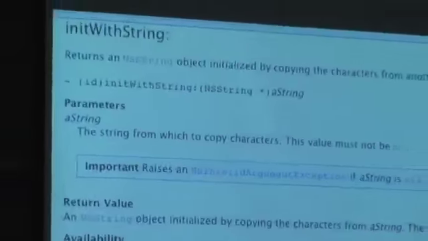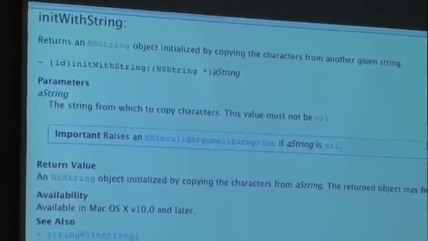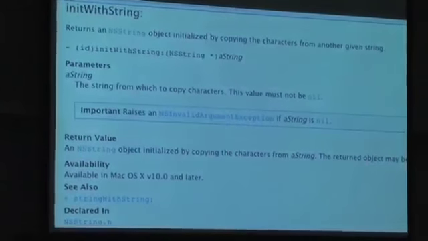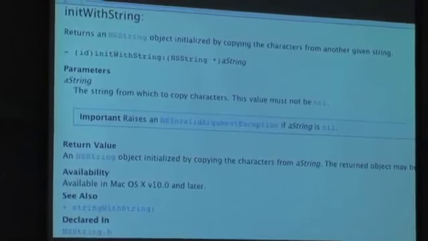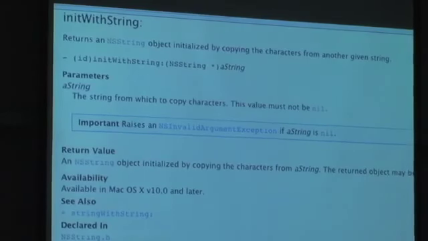Let me click on the little hyperlink there, and you can see, just sort of PHP.net style, what's actually inside of that. Returns an NSString object initialized by copying the characters from another given string, based on that signature below. You can then follow along with sample code if you want. So that's just an example of referencing the documentation.